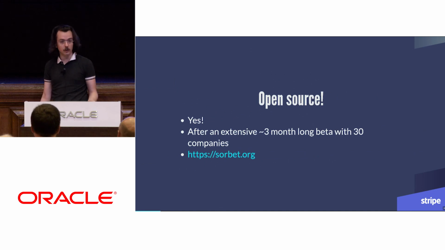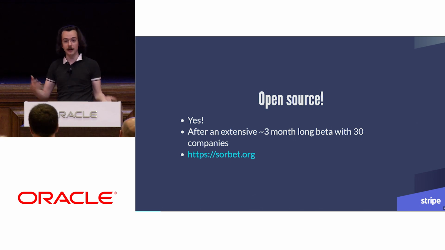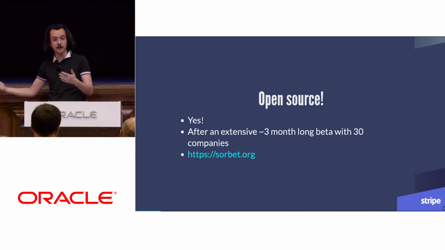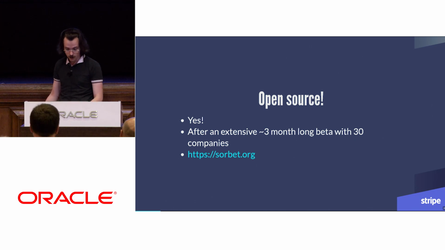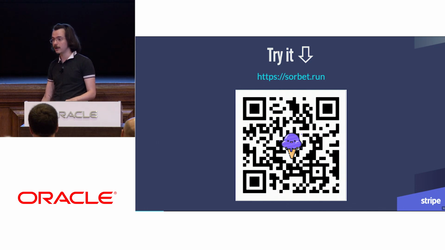Yep, we're open source. Before open sourcing, we had an extensive beta with 30 or more companies using us. The first companies who tried us had a bad experience. The last companies who tried us before open source had a good experience, and that's why we're open source. You can find it in the sorbet.org documentation, and at sorbet.run you can find the live demo. If you open it with a phone, you'll have a limited mode. If you open it with a laptop, you'll have a full IDE experience, with jump to definition and autocomplete, stuff like this. Unfortunately, it doesn't work well on the phone, so we disable it.